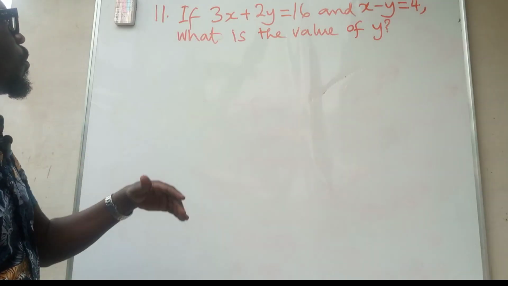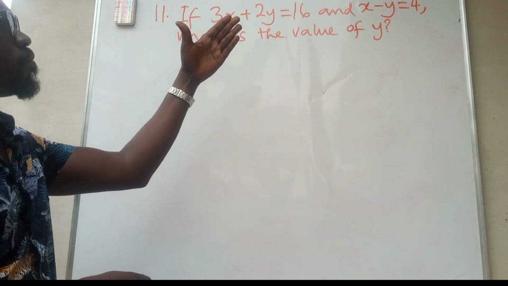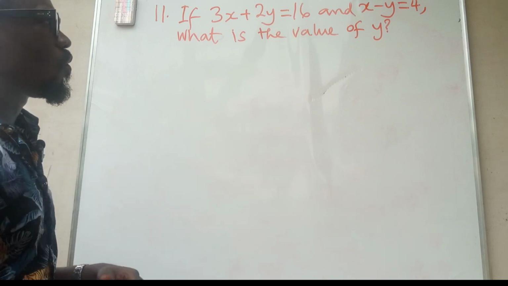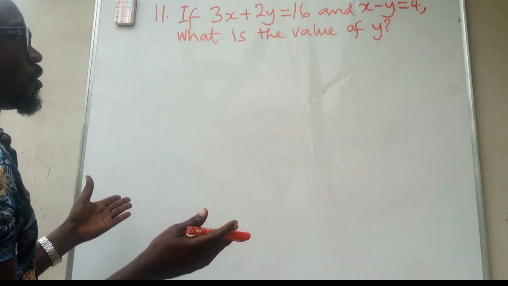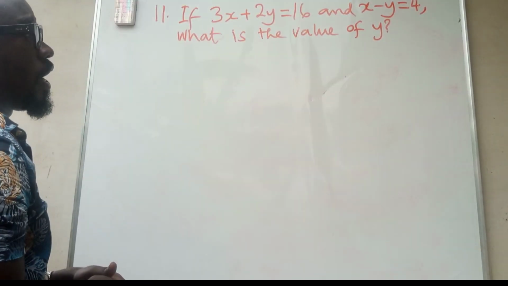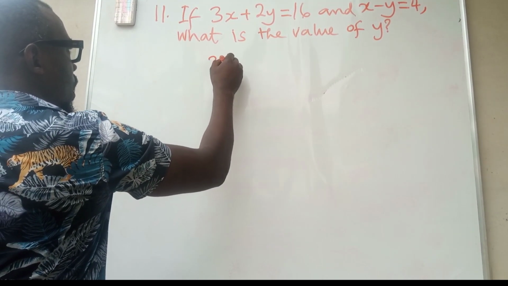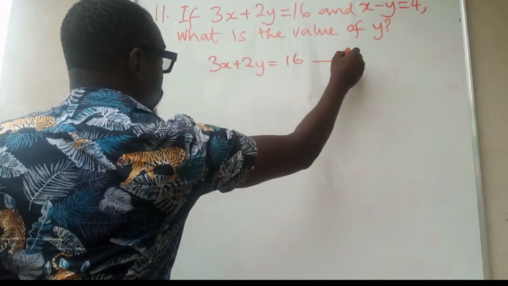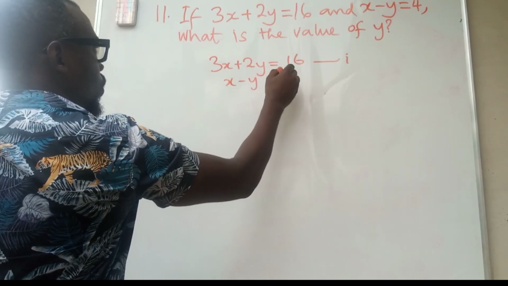Yes, the question we have on the board says if 3x plus 2y equals 16 and x minus y equals 4, what is the value of y? This is a simple simultaneous equation. We are given two equations and we are asked to find y. The first equation says 3x plus 2y equals 16. That's equation 1. Then the second equation says x minus y equals 4.